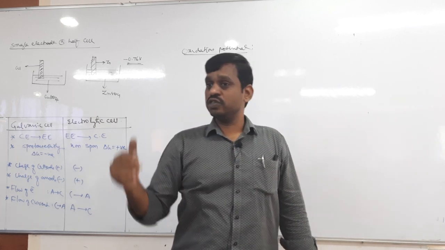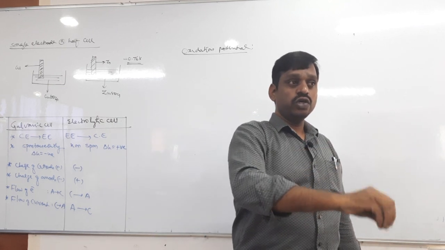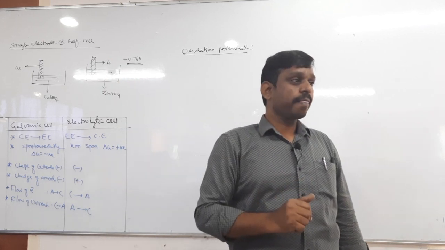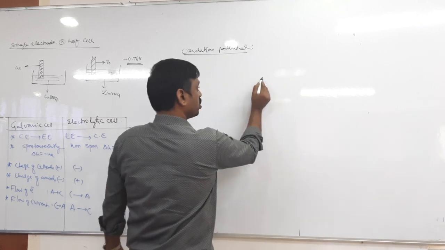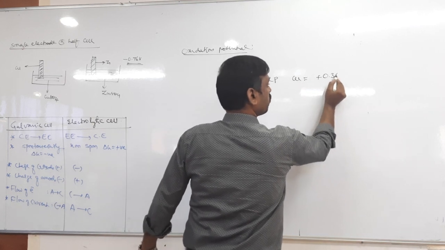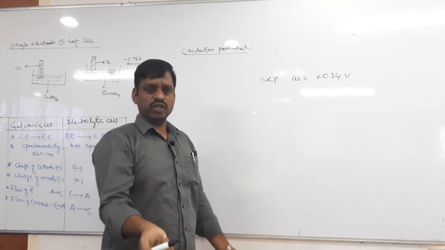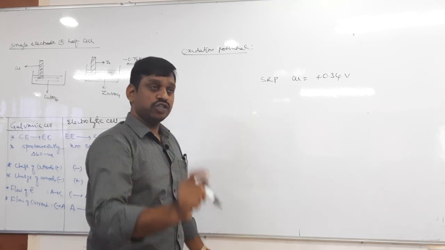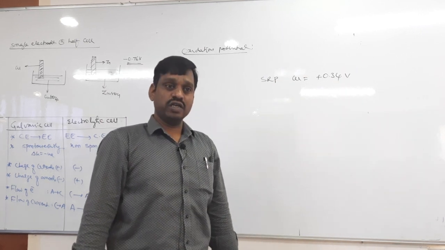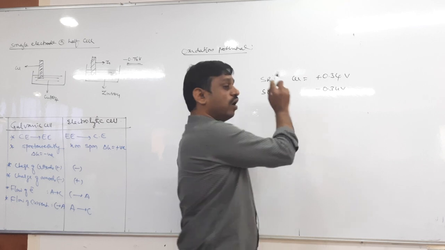But can you get oxidation potential? Once you know the standard reduction potential from the SRP values, you can get the standard oxidation potential. How? By changing the sign. For example, the standard reduction potential, SRP, of copper is equal to plus 0.34 volt. That is the reduction potential in standard condition. Then what is the standard oxidation potential? You will get minus 0.34 volt, that is SOP, standard oxidation potential.